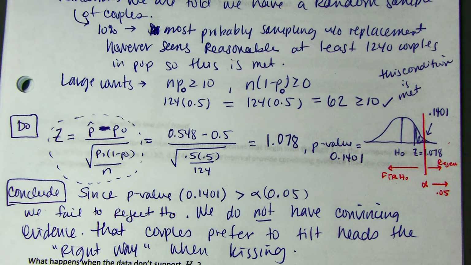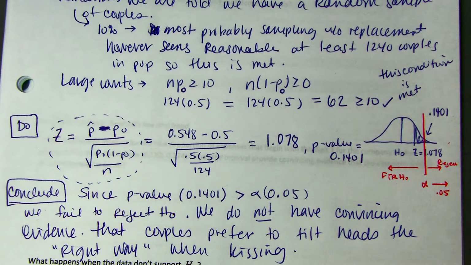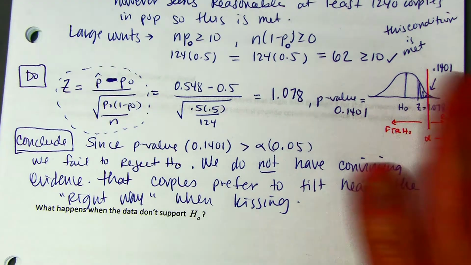So here we have a full test, a 4-step process. Nothing super duper amazing going on. I mean, it is pretty amazing, but you should feel comfortable at this point with the 4-step process, understanding conditions are for the plan, do is where you calculate, conclude is where you conclude. And the only thing that's new really is this idea about the rejection or the fail to reject region.